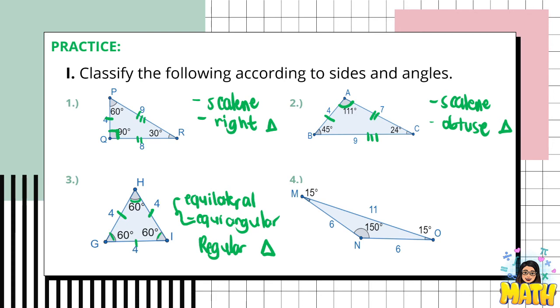And for the last one, we have two sides that are equal to 6. That is an example of isosceles. And for the angles, we also have two angles that are equal, while the remaining one measures 150 degrees, and 150 is an obtuse angle. Therefore, this triangle is an isosceles obtuse triangle. Okay?